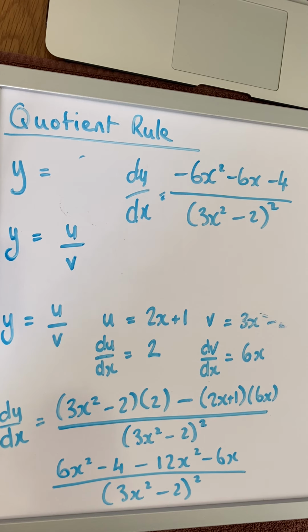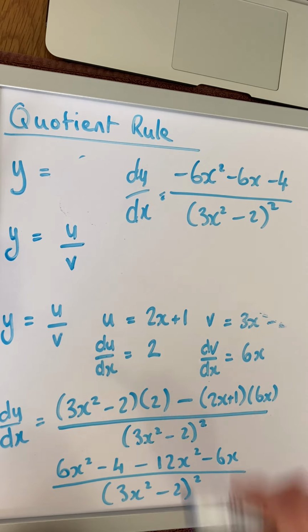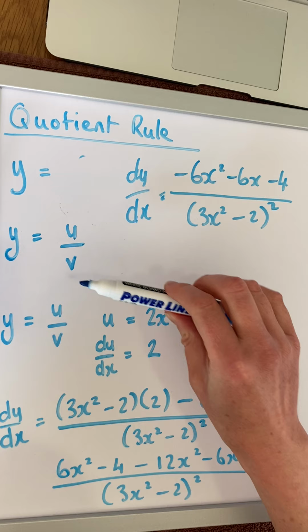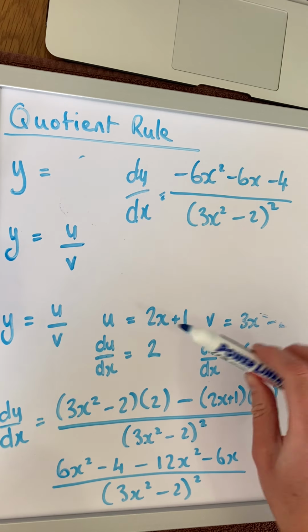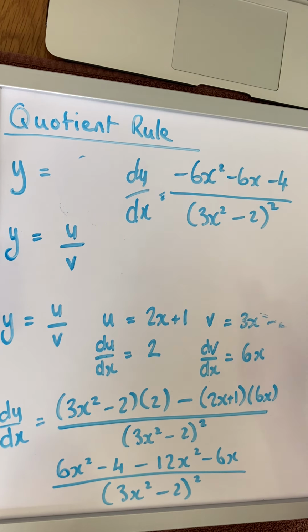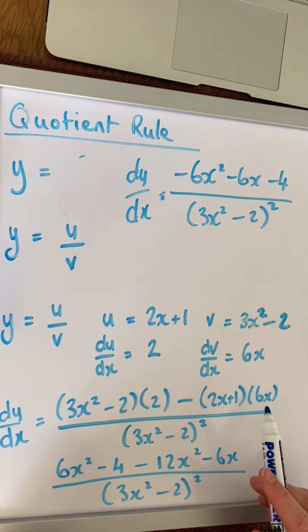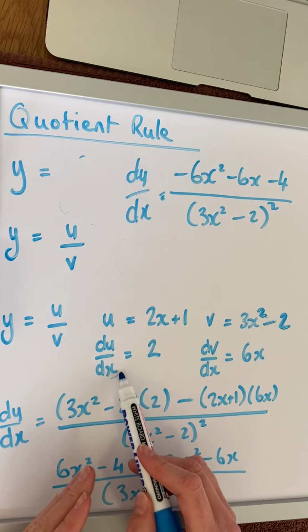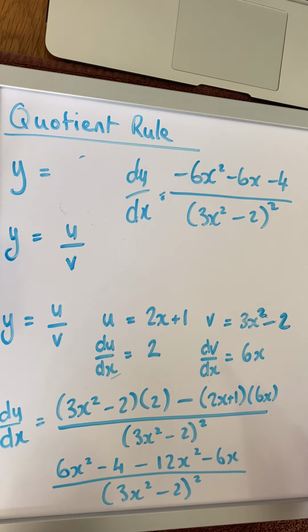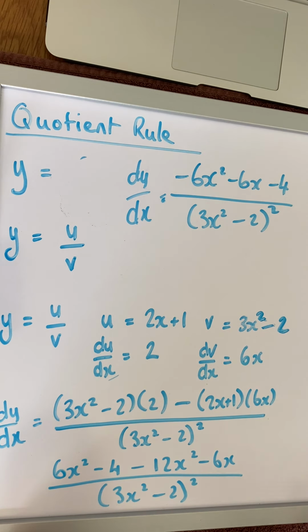So remember, step by step, we break it down into a top function and a bottom function. So our top function here in this case was 2x plus 1, bottom function was 3x squared minus 2. Differentiate these separately. So you find du dx and you find dv dx, and then you apply them into the quotient rule formula, which again is found on page 25 of our log tables.